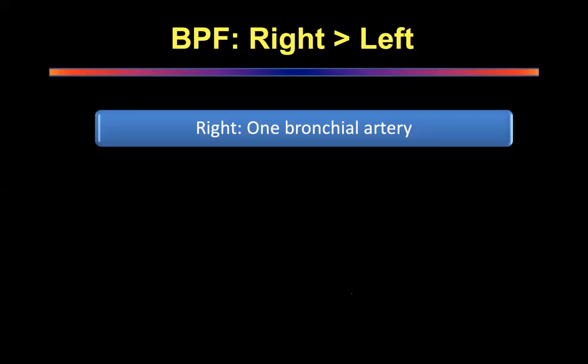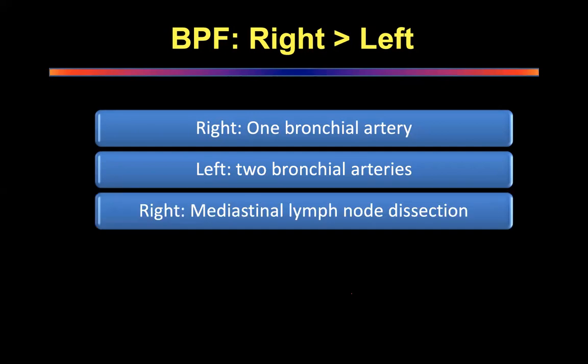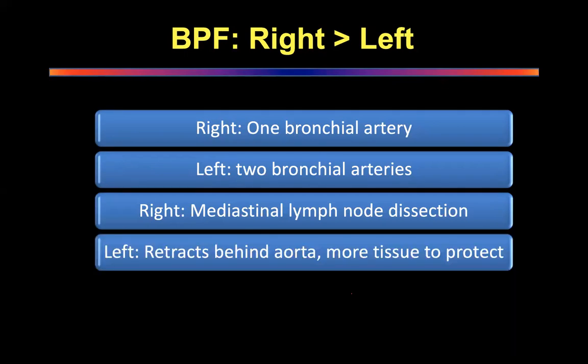Right is usually more than the left because right has got one bronchial artery supplying it, whereas the left has two bronchial arteries supplying it. So the vascularity of the left is better than the vascularity of the right. Mediastinal lymph node dissection can also devascularize the right stump. So be careful about it when you're doing these dissections. Try not to come close to the stump because you will take away the blood supply of the stump.